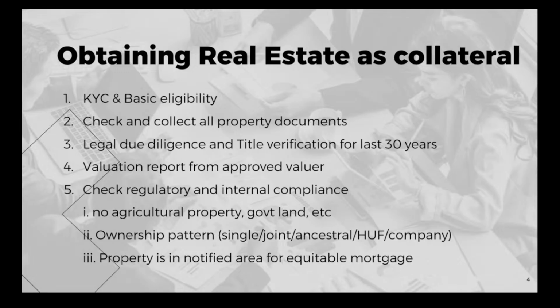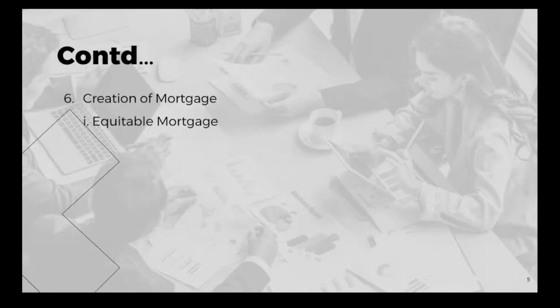Sixth is the creation of mortgage. There are two types of mortgage: equitable mortgage and registered mortgage. Equitable mortgage is a mortgage where we deposit the original title deeds with the bank, usually at the notified town for creation of security. Most common type of loans which we do under these are housing loans, loan against property.